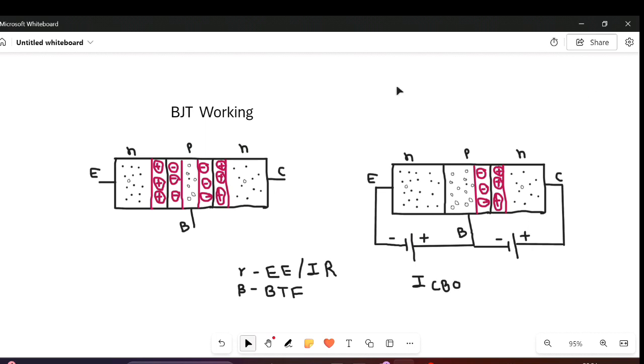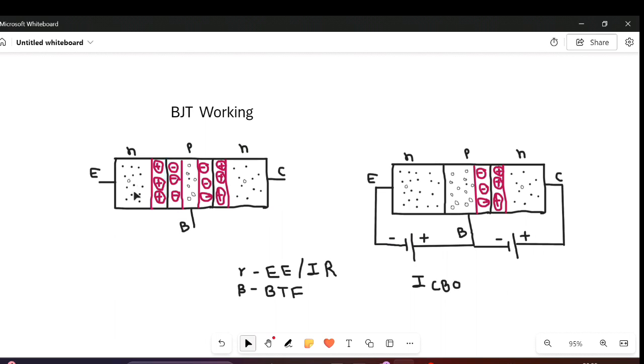Let's see BJT working. I have taken the example of NPN type BJT. Here the emitter region and collector region are of N type, which means the electrons are majority carriers and holes are minority carriers. And the base region is P type, meaning holes are majority carriers and electrons are minority carriers. So what happened at the junction?